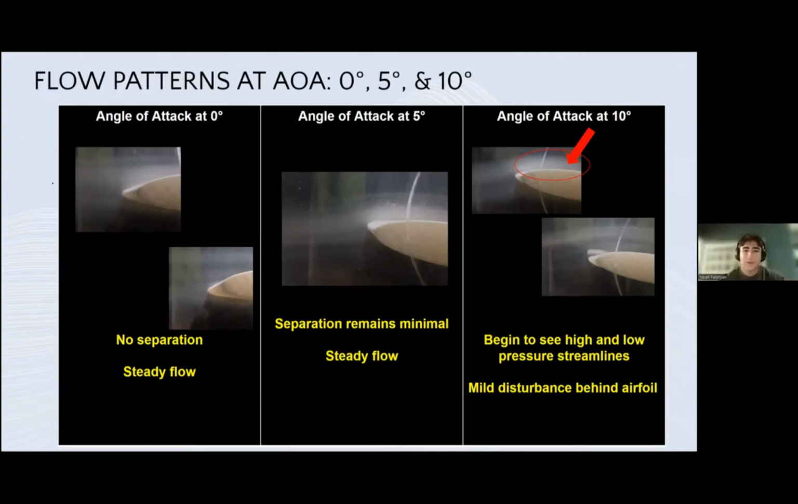Thanks, Tristan. So at 0 degrees, there is no separation and there's steady flow over the airfoil. The streamlines are mostly straight and parallel and remain attached to the surface. And the pressure distribution is relatively balanced between the top and bottom surfaces.